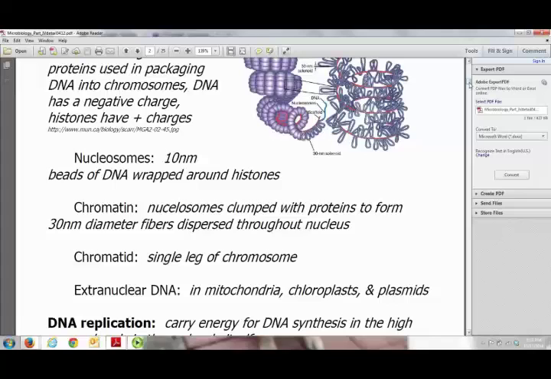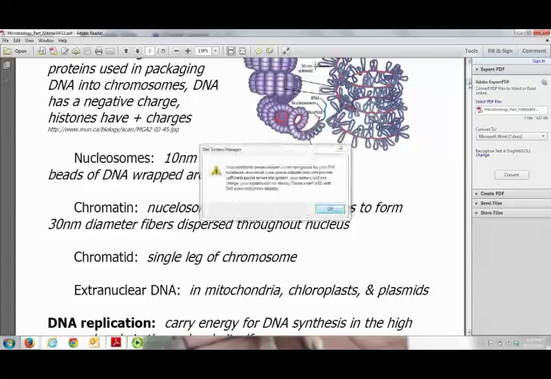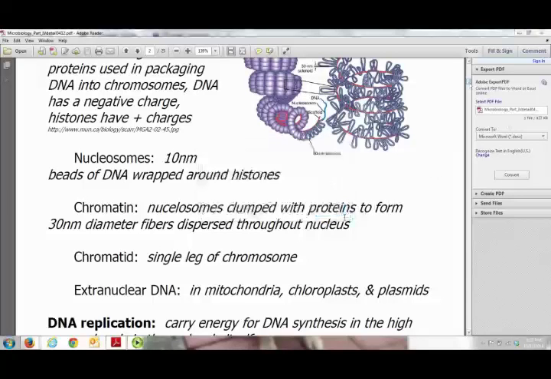Chromatin is going to be the form that you're going to have your loosely coiled DNA in most of the time in a eukaryotic cell. It's going to consist of nucleosomes clumped with proteins, and it will form 30 nanometer fibers. During cell division, you would form the chromosomes. The chromatid is the single leg of the chromosome. In eukaryotic cells, we do have some extranuclear DNA. And it's going to occur in the mitochondria, the chloroplasts, and in plasmids.